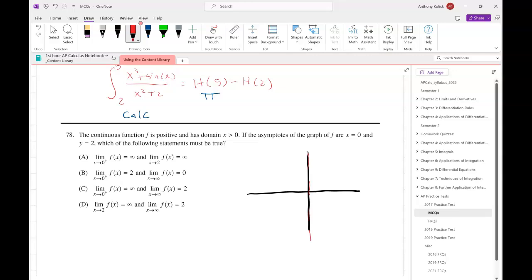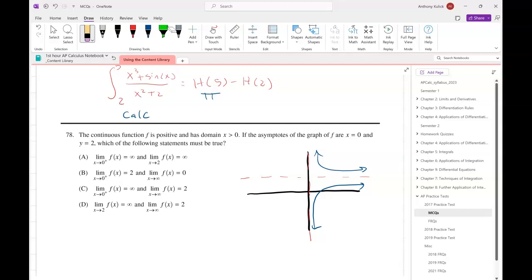So here's x equals 0. Here's y equals 2. So I know that my graph is going to look like something like one of these, right? Actually, hold on. It's x is greater than 0, so it's only one side of it. Everybody agree? One of those two things is going to be what the graph looks like.